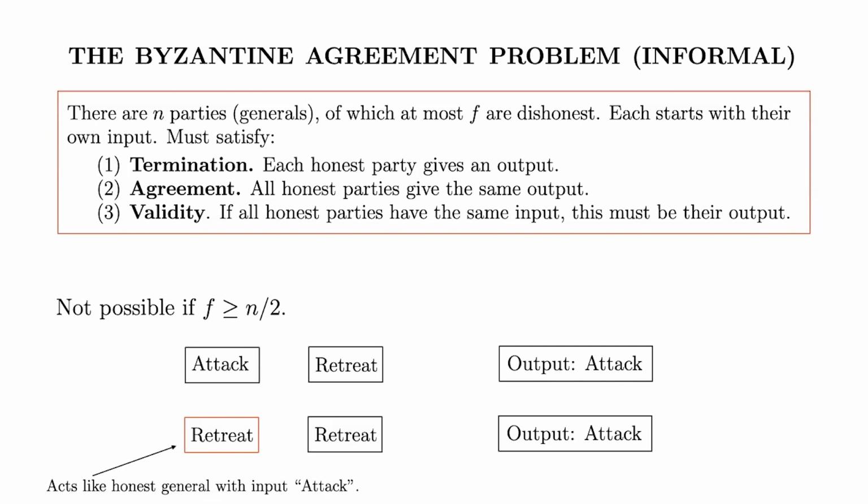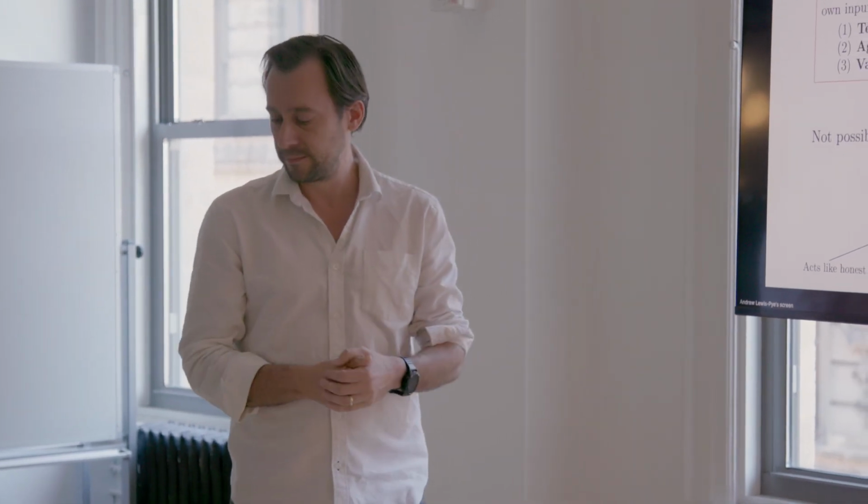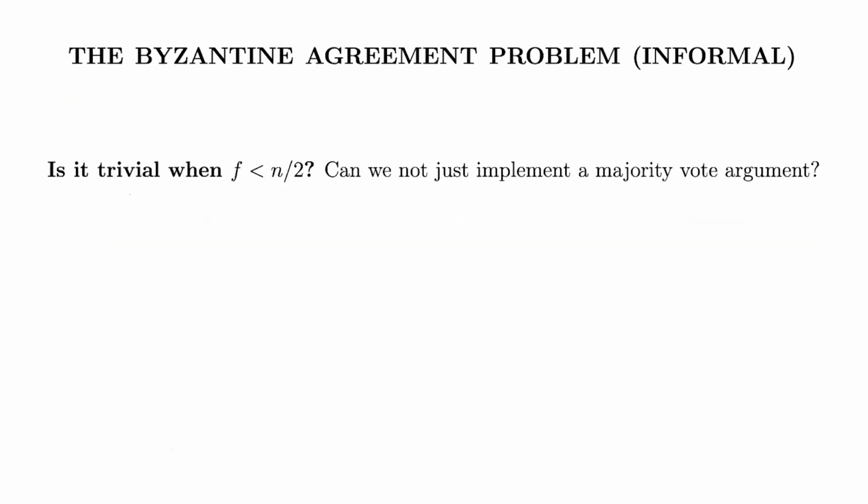Okay, so that's quite simple. If f is 0, it's trivially solvable. If f is greater than or equal to n over 2, we've got a dishonest majority, then it's fairly trivially non-solvable, right? And then I guess the next thing you might think is, okay, when f is less than n over 2, maybe then it's trivially solvable.